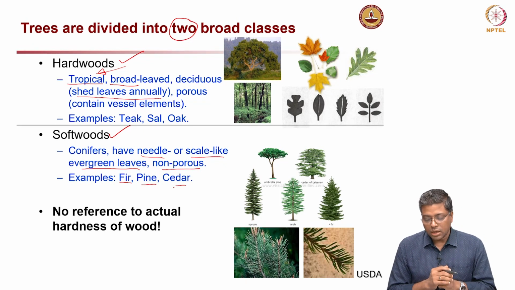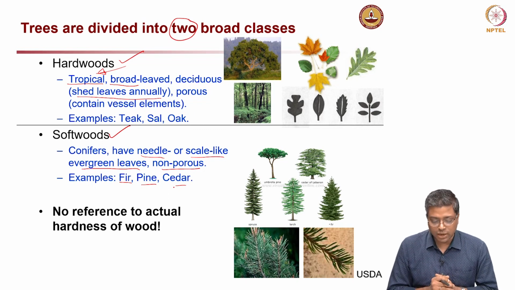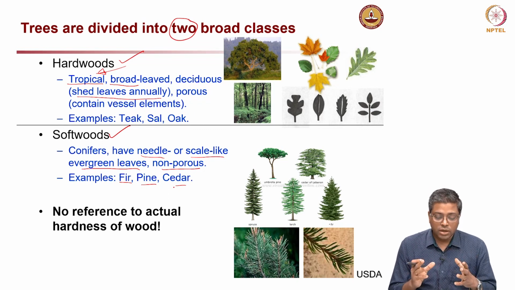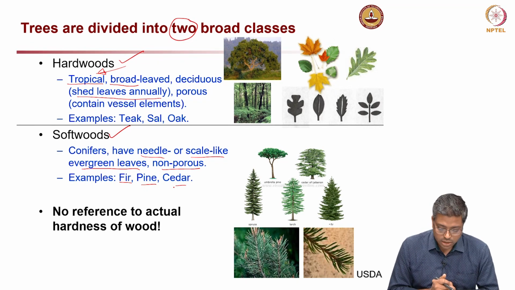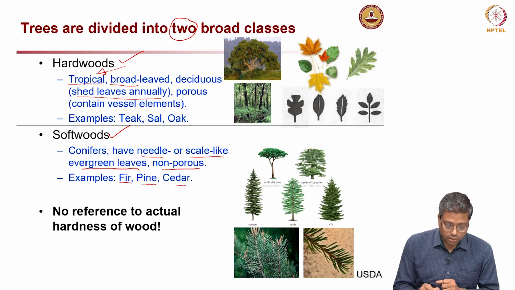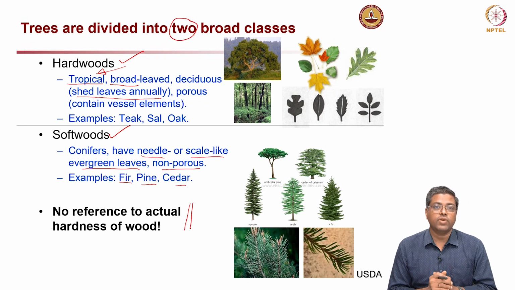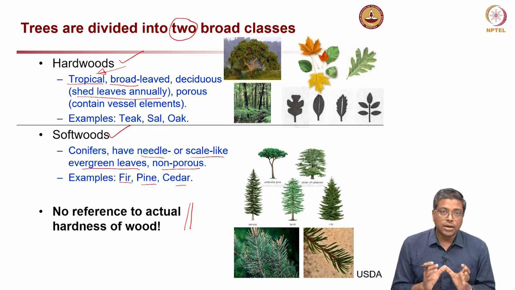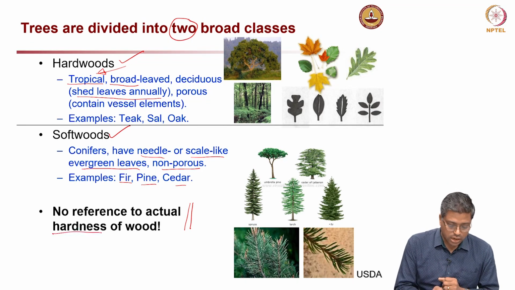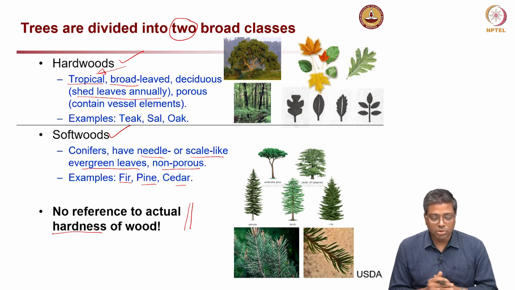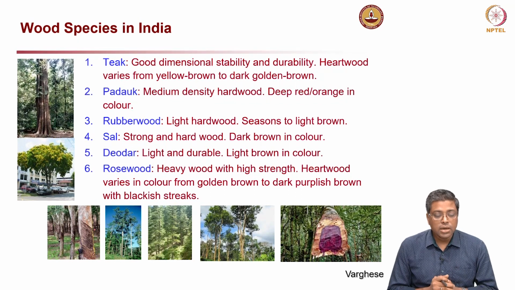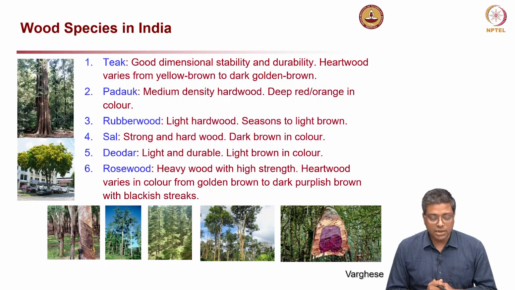Just with these two classifications, you can look at what type of geographical location or climatic condition these two types of wood are present in. One more important thing is that the names hardwood and softwood do not reflect the mechanical hardness of the wood. The hardness of the wood has nothing to do with these terminologies of hardwood and softwood. Just remember that. Then, what other types of wood or species are available in India?